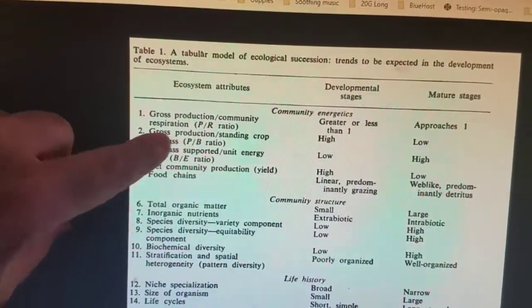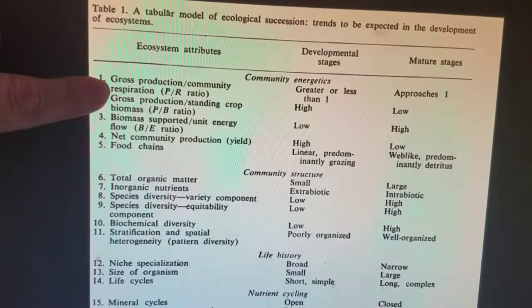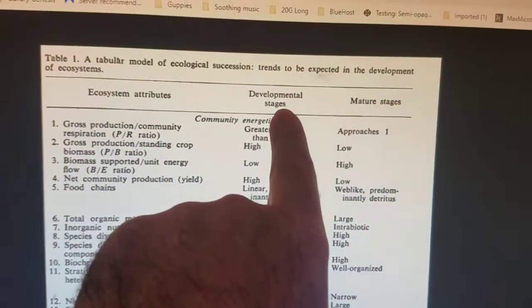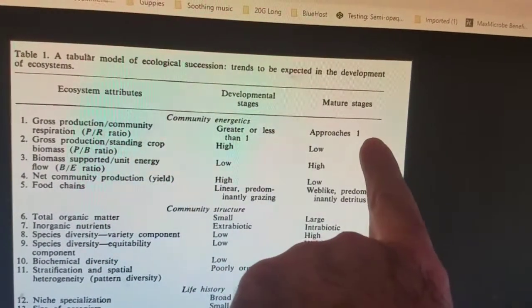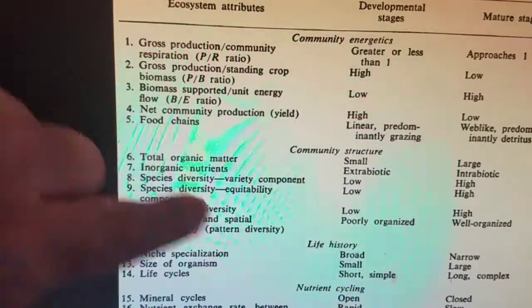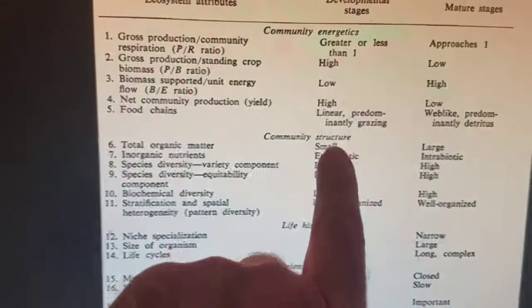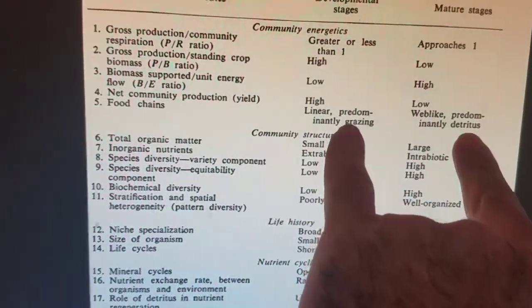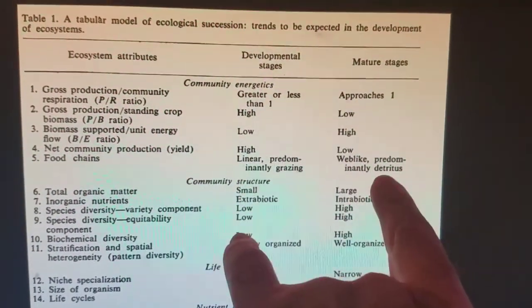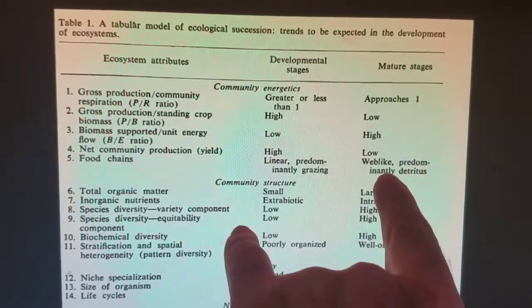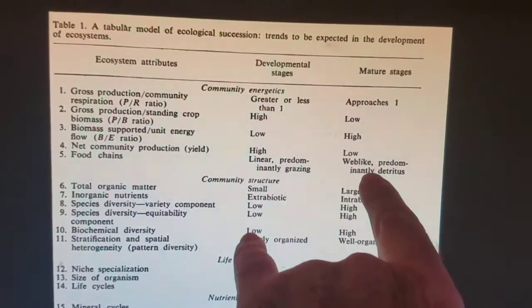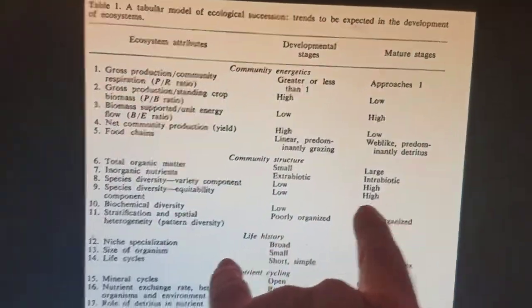The gross production and community respiration ratio, P/R, very important, is greater than or less than 1 in the developmental stage. Mature stage is almost a 1-to-1 ratio. We can just go down here. Food chains before succession, this is for ecosystems, are linear, predominantly grazing. And ecological succession obviously doesn't take 30 days for an ecosystem. It's more like many, many, many years. Once it's gone through it, it's web-like, predominantly detritus.